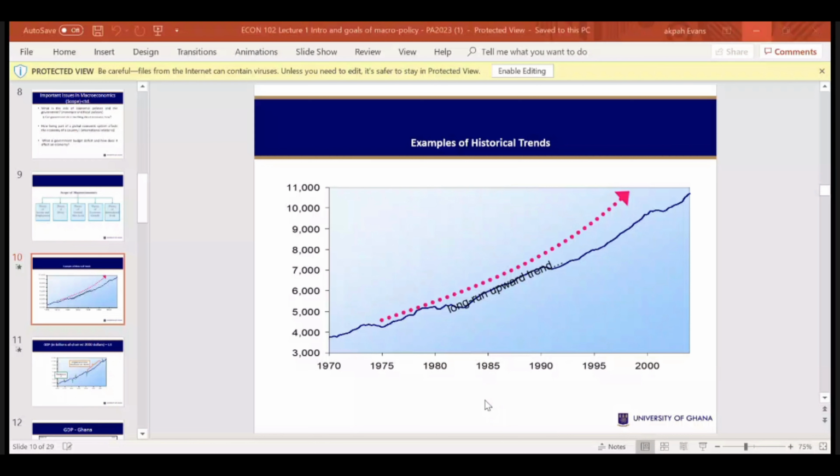So if you want to spend more, there are three ways you can spend more. One, you borrow. Two, you have to print more money, hard cash. Go to Bank of Ghana and say, oh, Bank of Ghana, print me more money to do this project. Three, you have to increase tax. How does government get money? Government gets money through taxation.